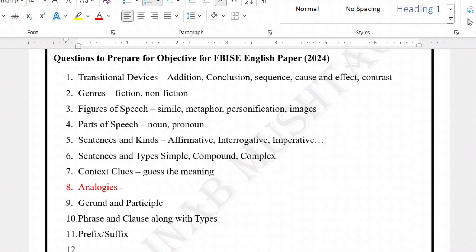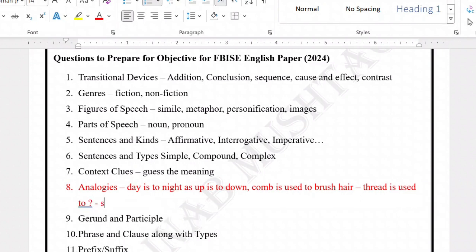What are analogies? Analogies are making comparisons. For example, if you get a question, day is to night as up is to dash. Now what you are supposed to put in, just find the relation. Day and night are opposites. Hence, what is the opposite of up? It's down. Again, you will get a question like, comb is used to brush hair, thread is used to. The answer is sew. You have to find the relation and then answer it accordingly.